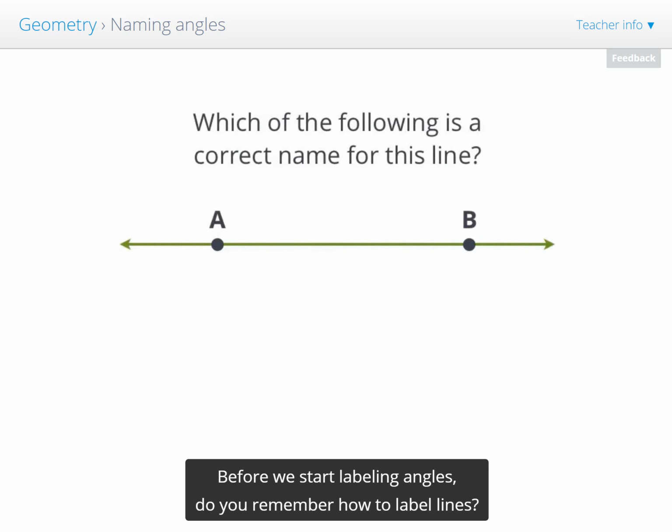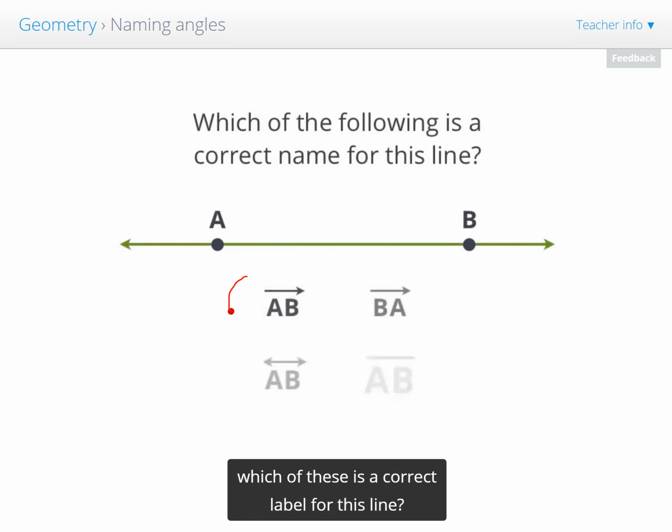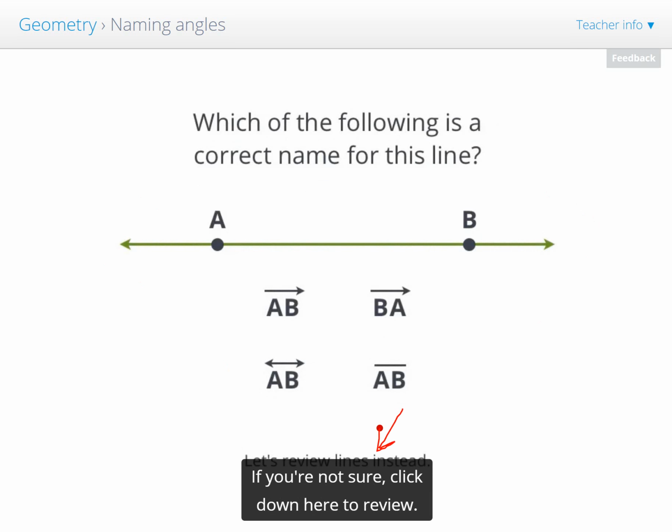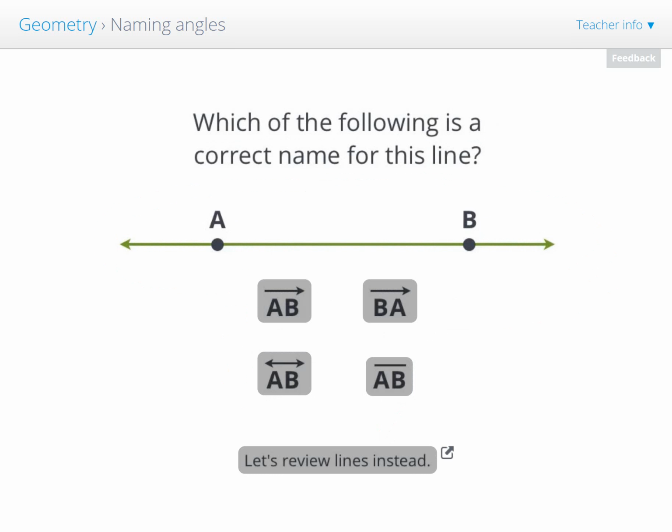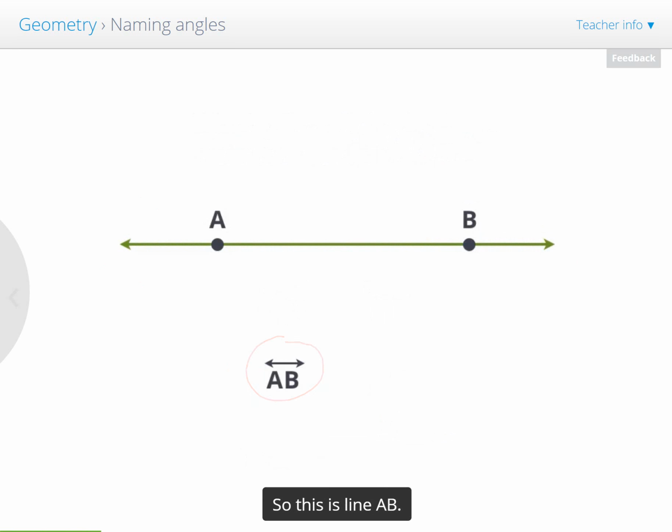Before we start labeling angles, do you remember how to label lines? So for this line here that passes through the points A and B, which of these is a correct label for this line? If you're not sure, click down here to review. Okay, great. So this is line AB.